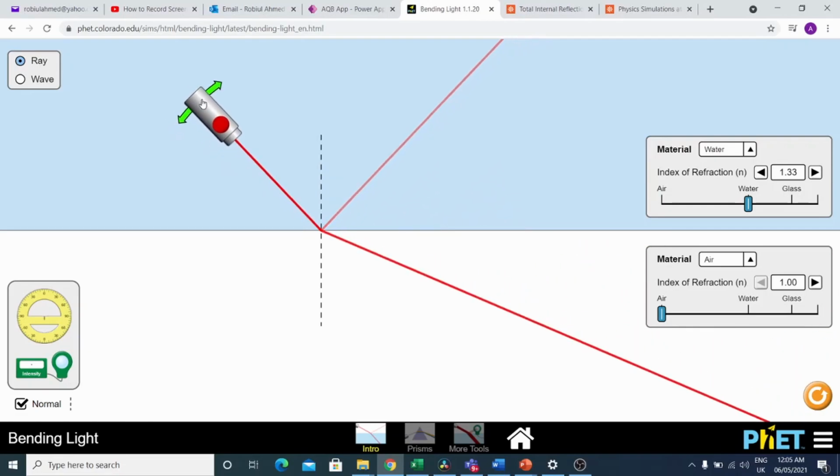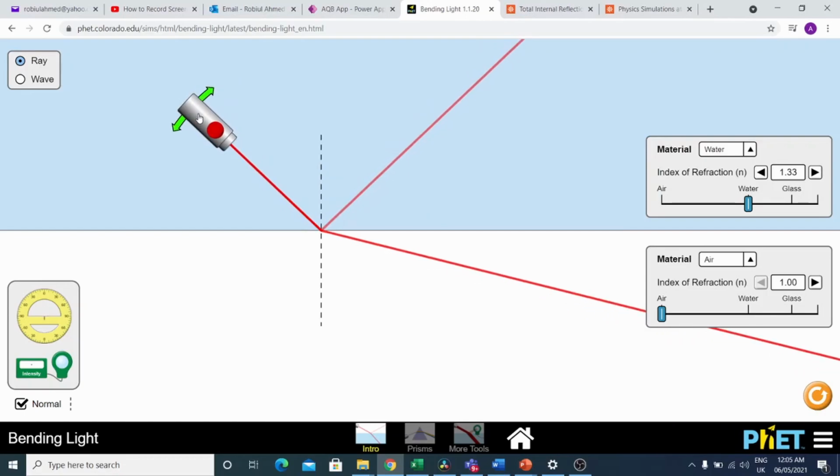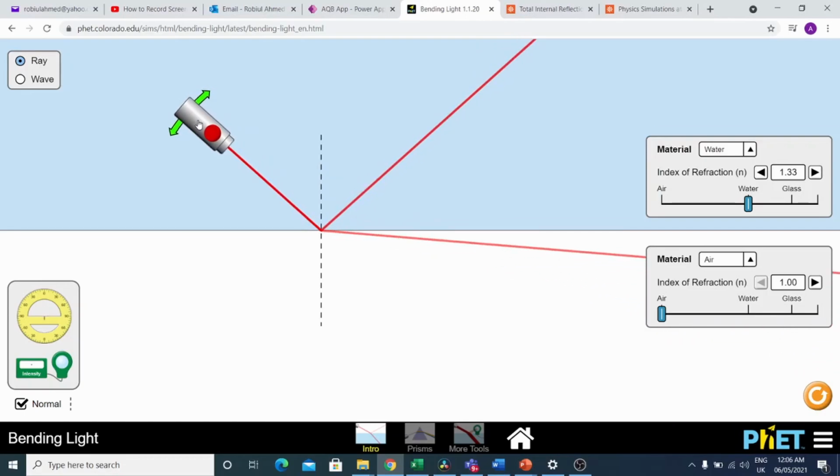Let me just rewind it. Okay, so you get it to a point just about there. So here you've got some of the light coming across, and some of the light is being reflected. What this is not showing you is the red ray of light, which is kind of in line with the boundary. Okay, and when it gets to that point, you call this the critical angle.